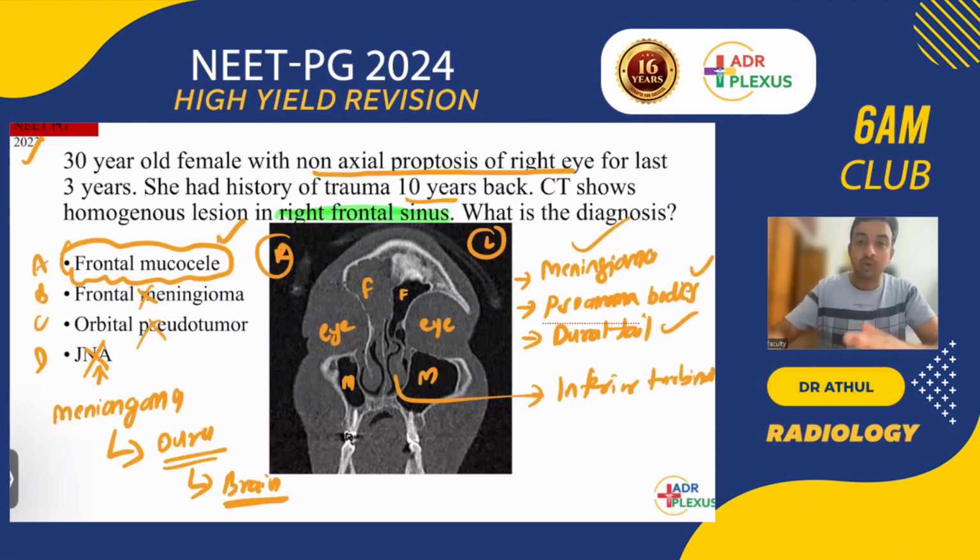So this was frontal mucocele. When you don't know the answers for this type of question, what you have to do is use your common sense and rule out. JNA is not arising from the frontal sinus.